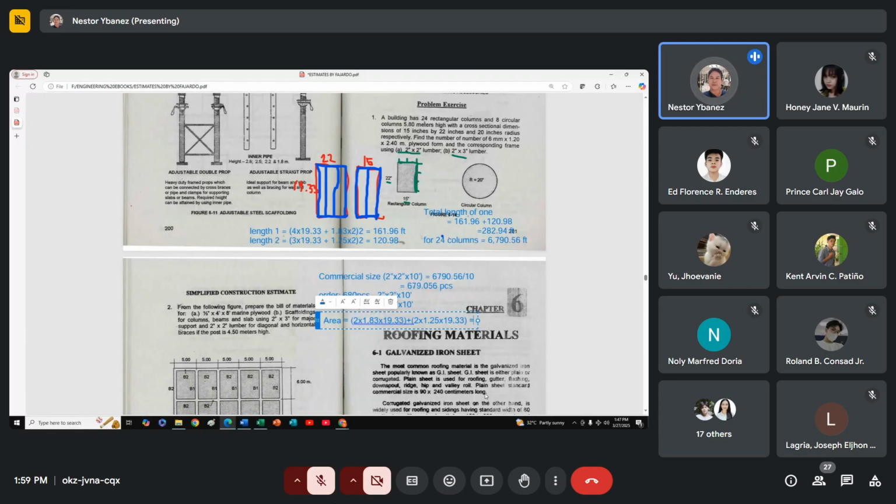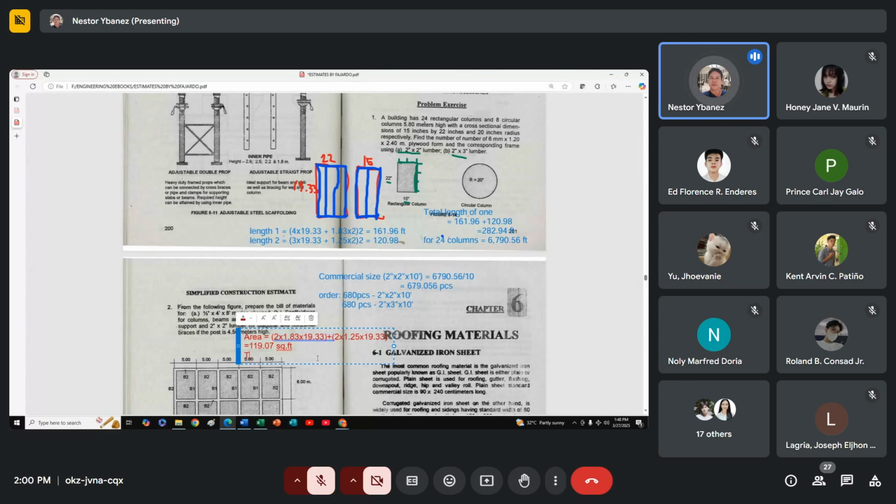So the total area is 2 times 1.83 times 19.33 plus 2 times 1.25 times 19.33, which equals 119.07 square feet.